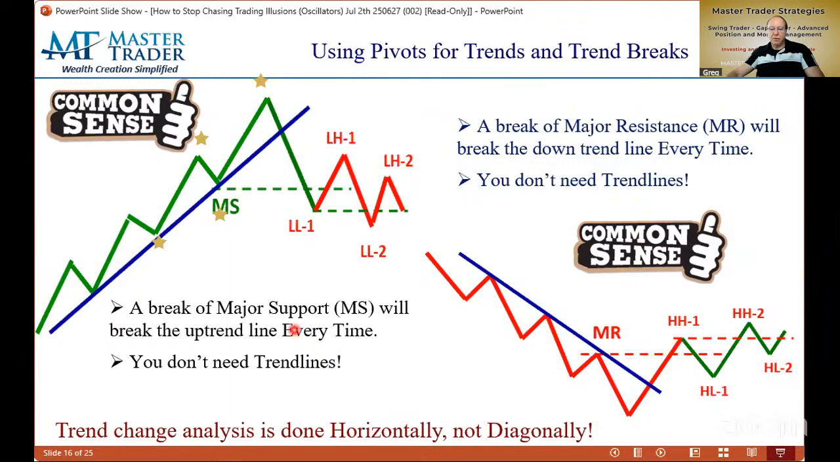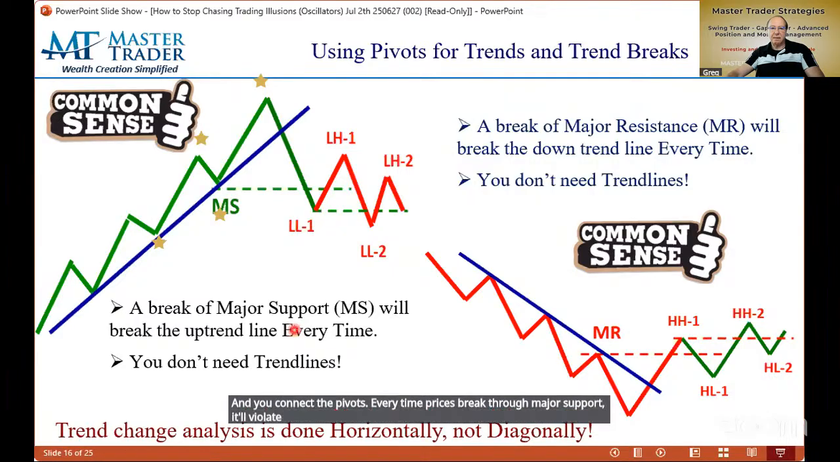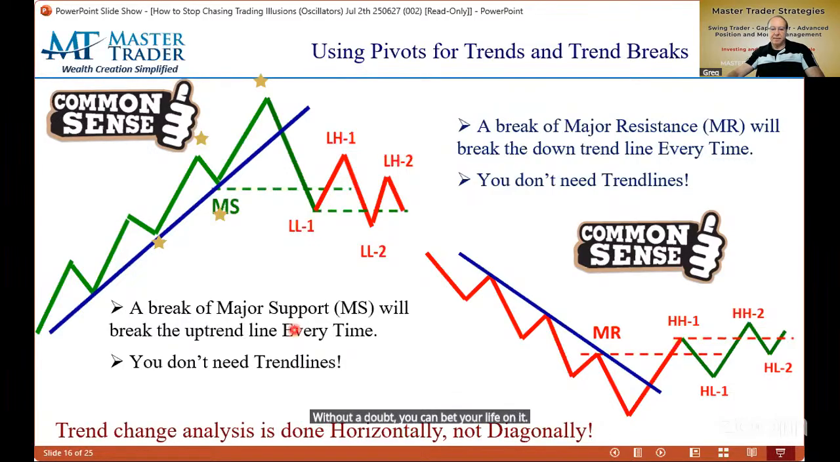So if you have higher highs and higher lows, we call this major support, a pivot low prior to a higher high. And you connect the pivots. Every time price breaks through major support, it'll violate the trend line. Without a doubt, you can bet your life on it, right? So you don't need trend lines.